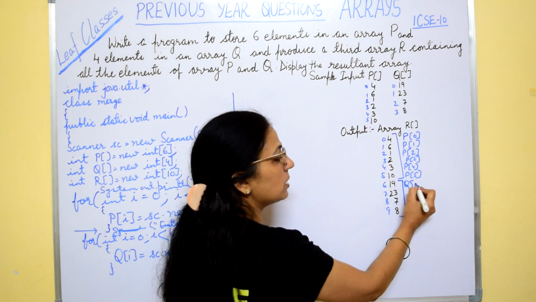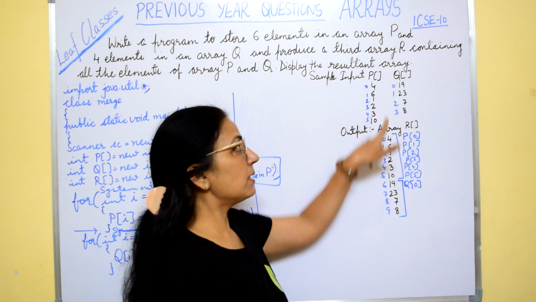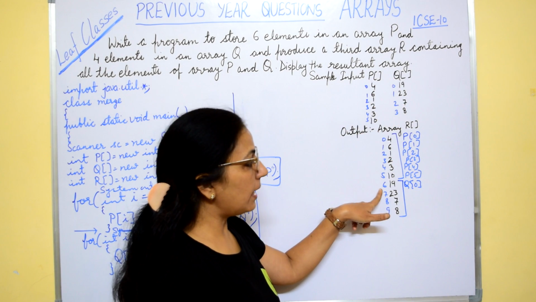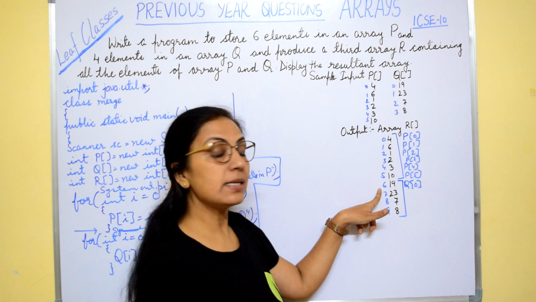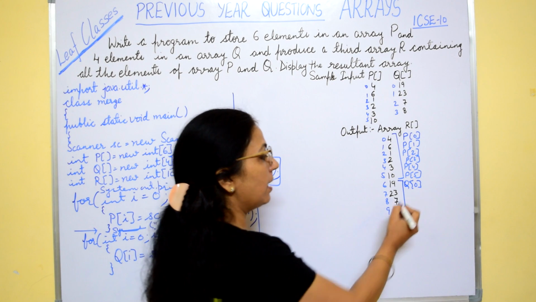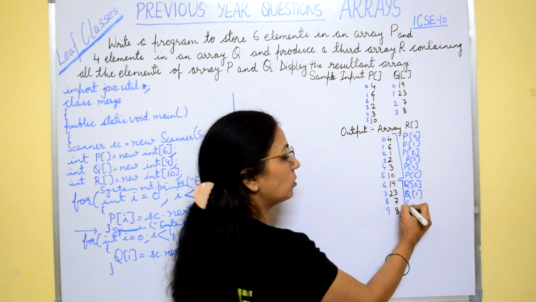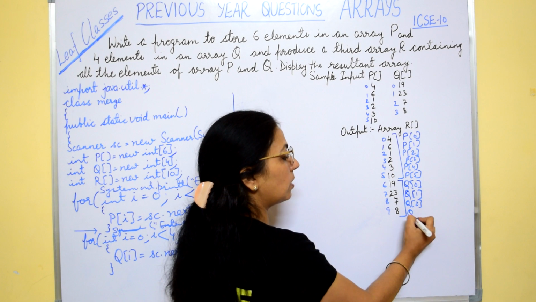This is Q0. The 0th element of array Q is here. That is the 6th element of array R. Then Q1, Q2, Q3.